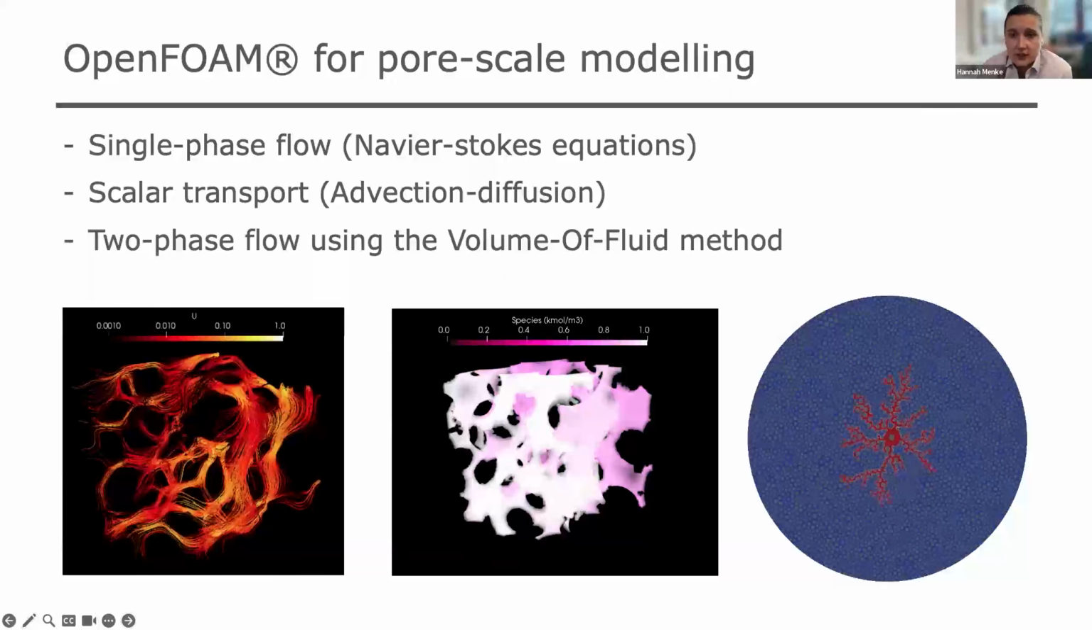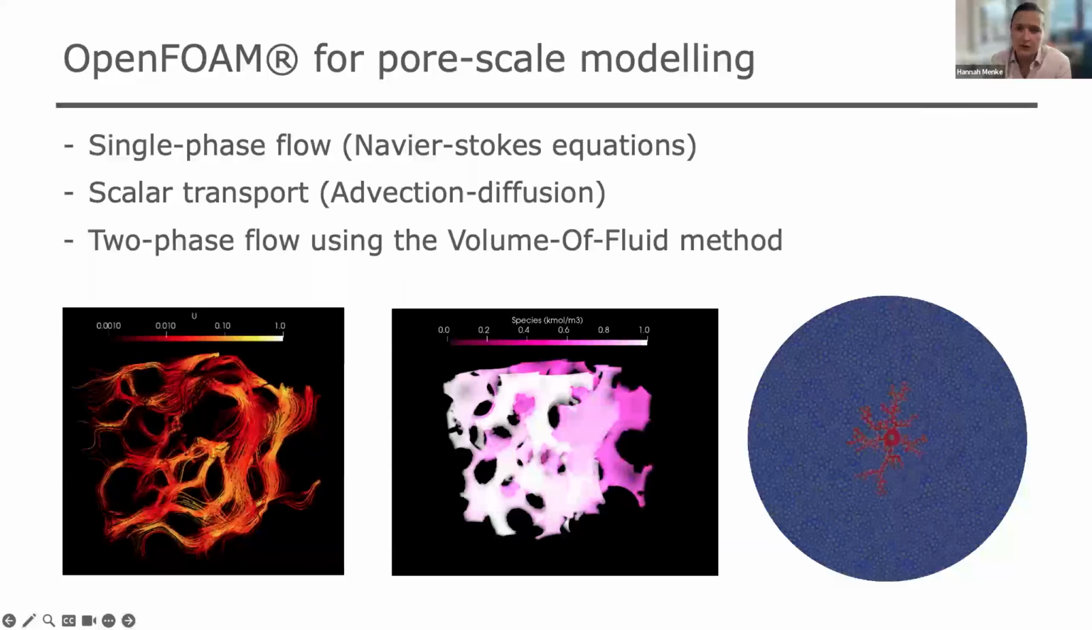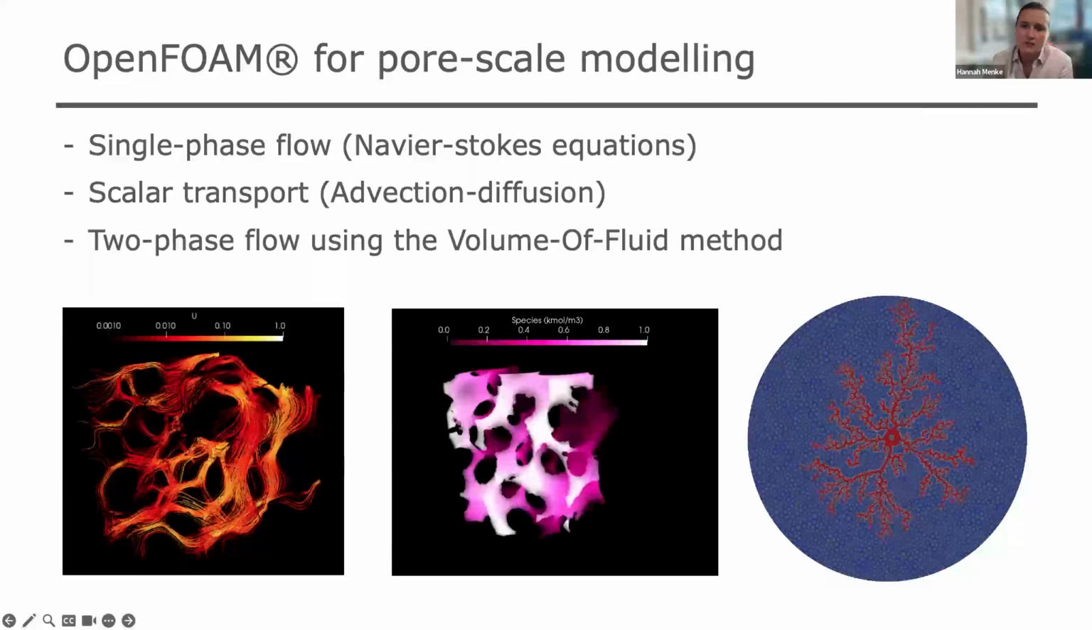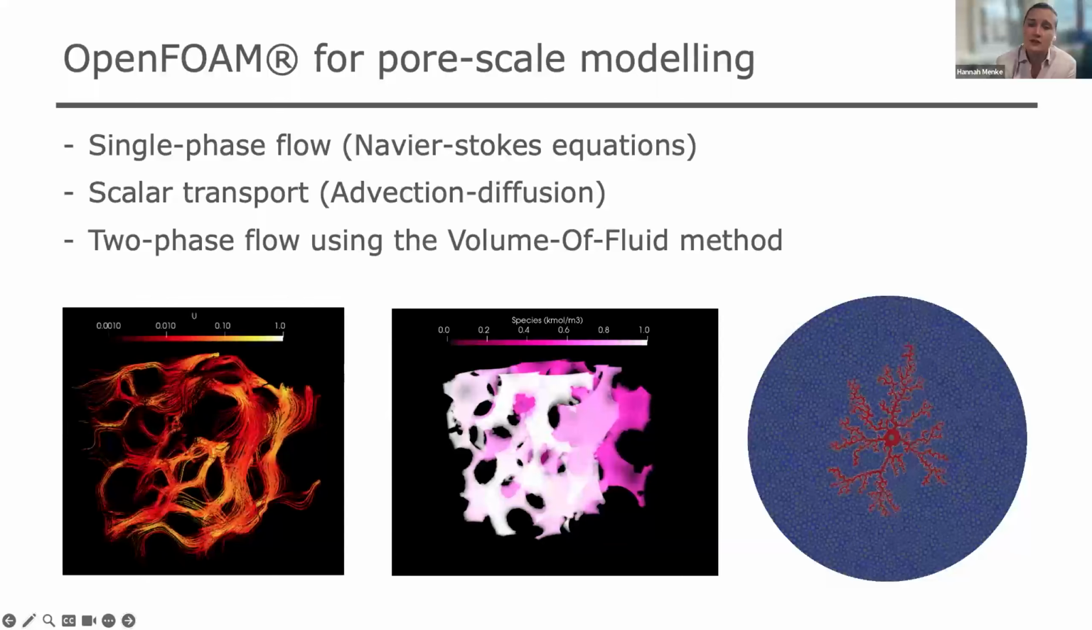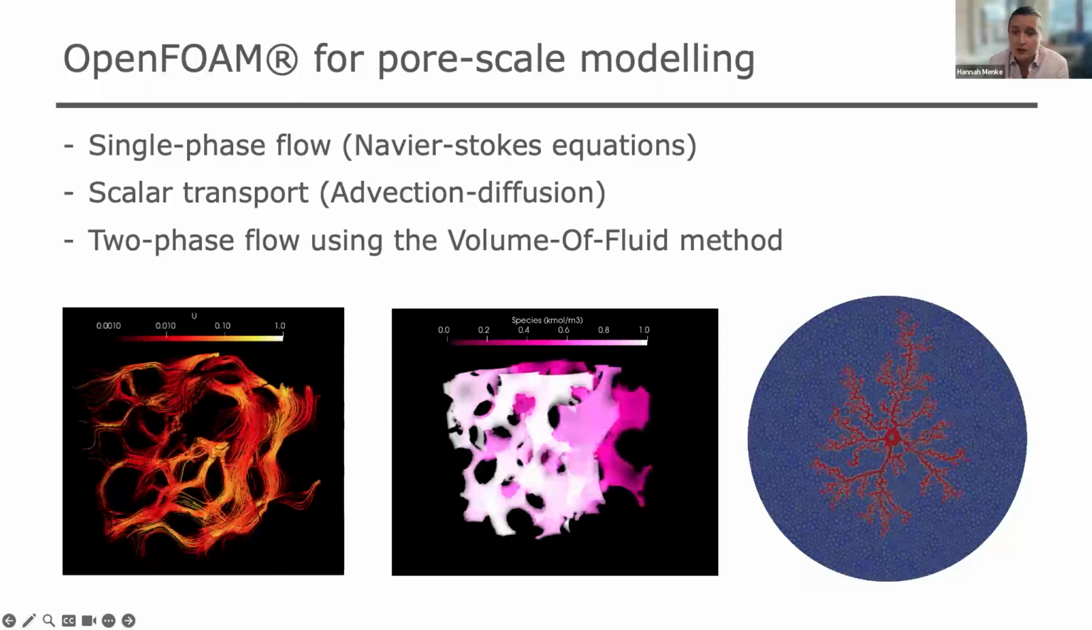At the pore scale, OpenFoam is particularly useful because it already contains many of the ingredients that we need. For example, we can solve single phase flow using the Navier-Stokes equations. If we're using GeoChemFoam, we can solve scalar transport using advection diffusion formulations. And we can also use volume of fluid methods to solve two-phase flow.